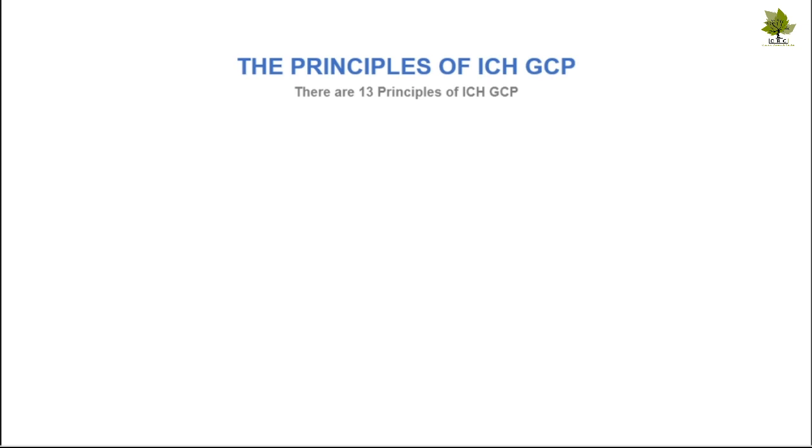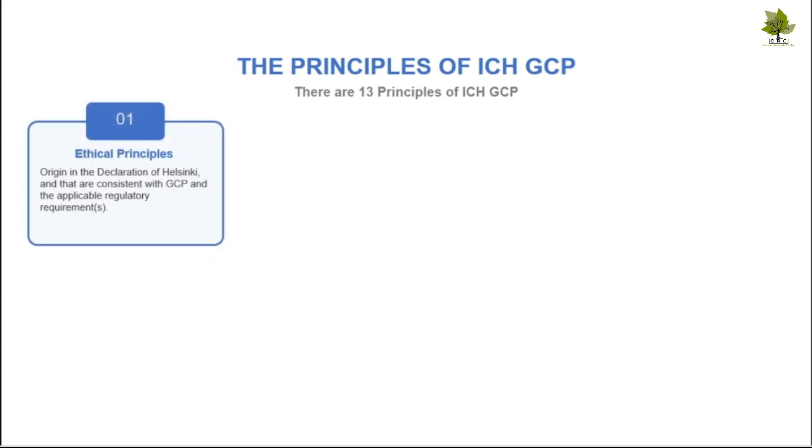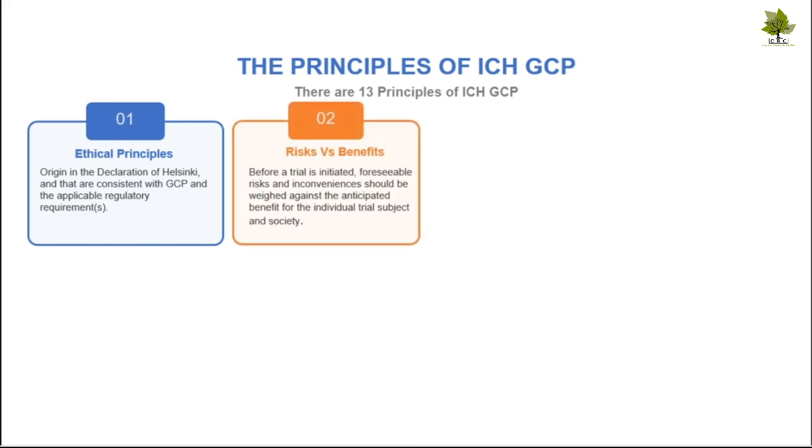For your better understanding, we have given a specific name to each principle. The first principle deals with ethical issues. Clinical trials should be conducted in accordance with the ethical principles that have their origin in the Declaration of Helsinki, and that are consistent with GCP and the applicable regulatory requirement. The next principle we call risk versus benefit. Before a trial is initiated, foreseeable risks and inconveniences should be weighed against the anticipated benefit for the individual trial subject and society. A trial should be initiated and continued only if the anticipated benefits justify the risks.